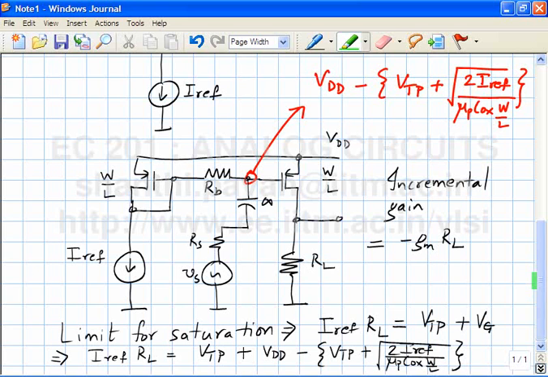If I want to keep IRef constant, and I wanted to go on increasing RL, one way of getting a larger and larger gain is to go on increasing the supply voltage. So you can see that the supply voltage does impose a limit on the maximum gain you can get from a common source amplifier. And while this is being shown here for a specific case, it turns out to be true in general: as the supply voltages go lower and lower, it becomes increasingly difficult to get larger and larger gains.